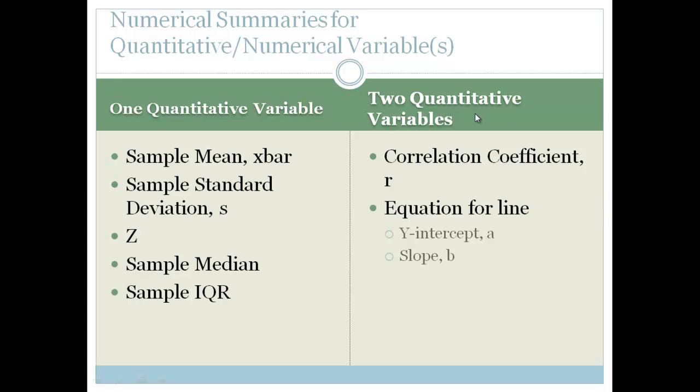And then for two quantitative variables, I kind of already hit the correlation coefficient when I had the graph with the scatterplots on it. And then we'll also, just like you did in college algebra, talk about the intercept and the slope. We'll have different symbols, but the intercept will be A and the slope will be B.